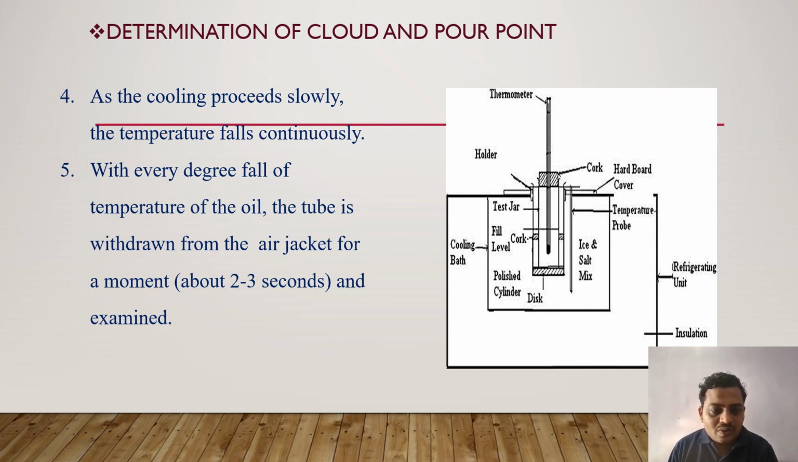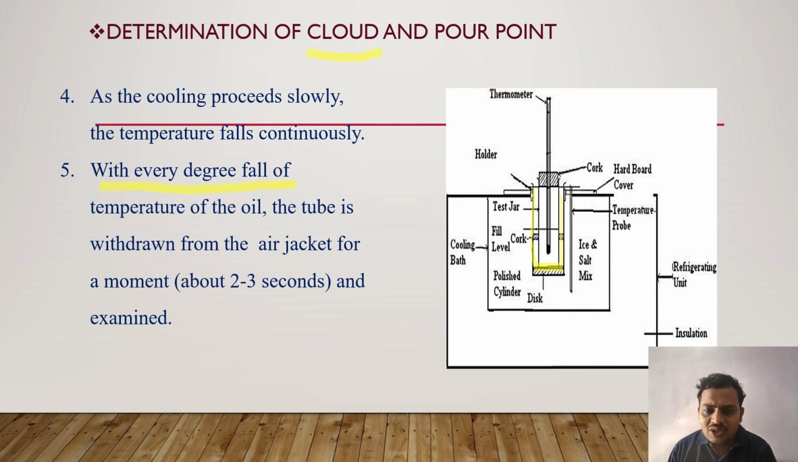So here, with every 1 degree fall in the temperature of oil, the tube is withdrawn from the air jacket, and with every degree fall in temperature, we have to check whether that cloud point is achieved. Cloud point means that oil becomes cloudy or hazy.